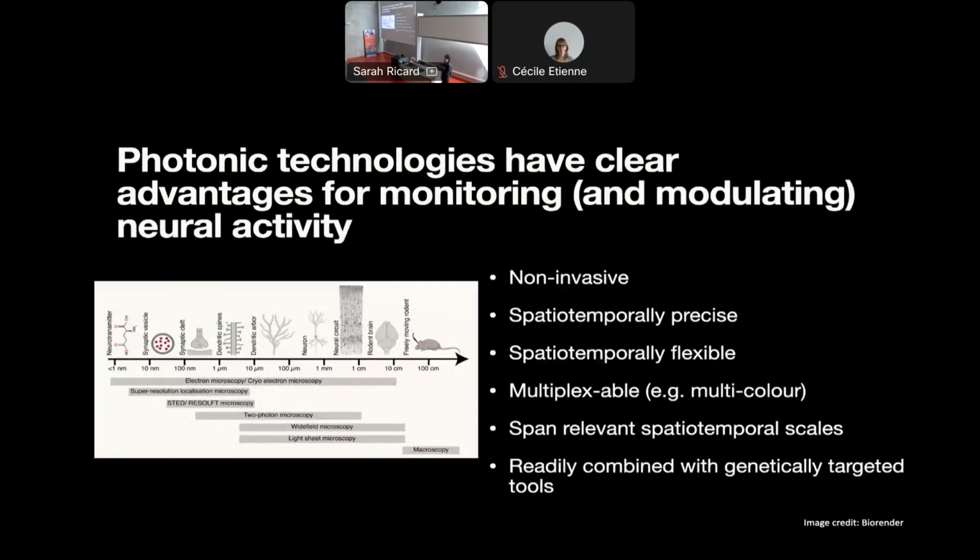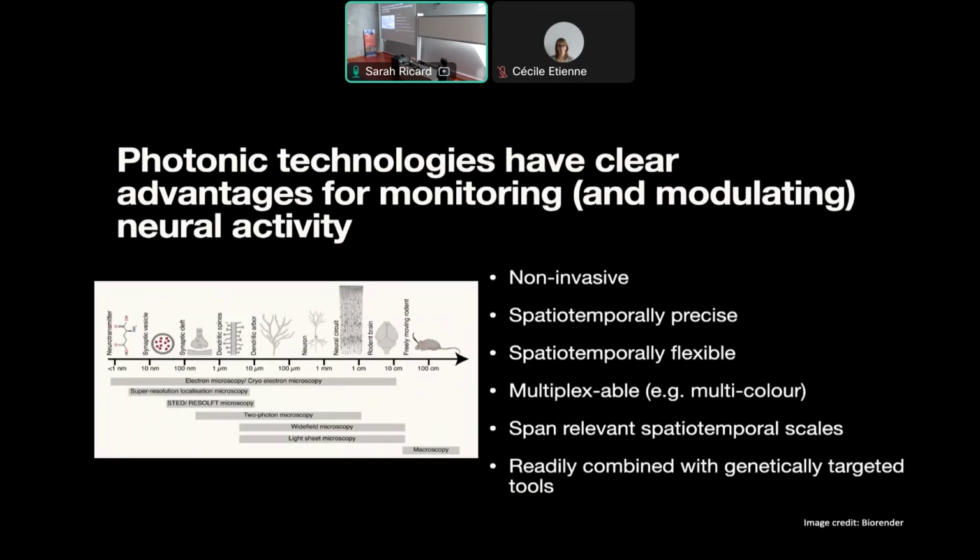He and many others have proposed that light is basically an ideal tool to provide this precise perturbation. And why is that? It can be non-invasive. It can be spatiotemporally precise. It can be spatiotemporally flexible. It's multiplexible. As we all know, there are lots of different properties of light, different wavelengths and polarizations. And crucially, it can be used to target all of the scales that we're interested in.